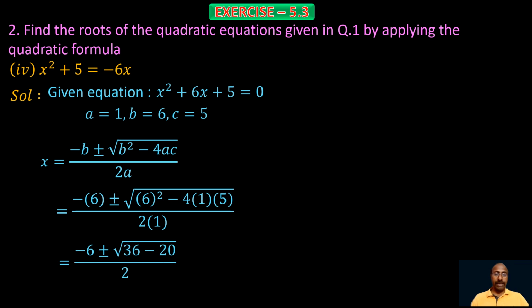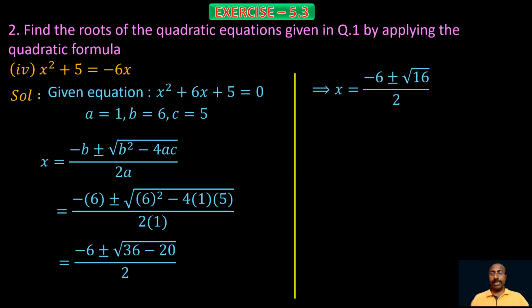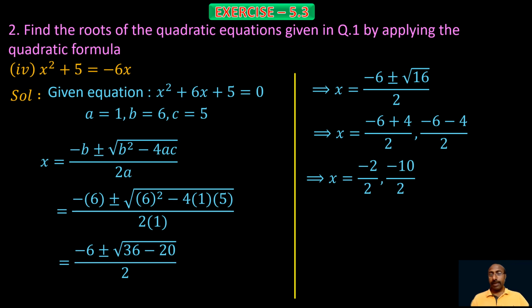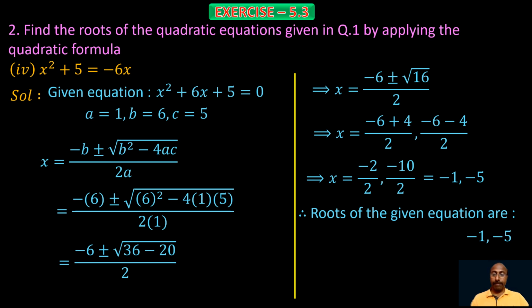So minus 6 plus or minus under root 6 square is 36 minus 4 into 1 into 5 is 20. That is we get minus 6 plus or minus 36 minus 20 is 16. So minus 6 plus or minus root 16 by 2. That is we get x equal to, root 16 is 4, so minus 6 plus 4 by 2, minus 6 minus 4 by 2. That is minus 2 by 2, minus 10 by 2. And we know that minus 2 by 2 is minus 1 and minus 10 by 2 is minus 5. Hence the roots of the given equation are minus 1 and minus 5.